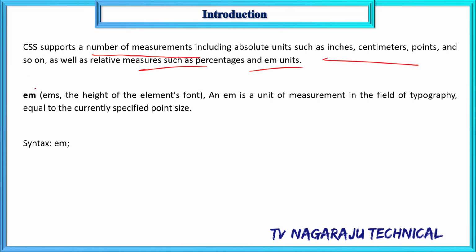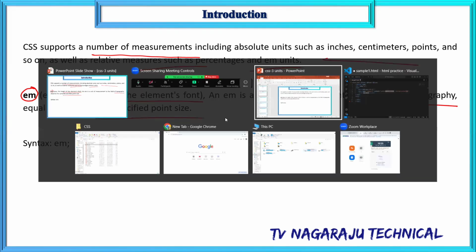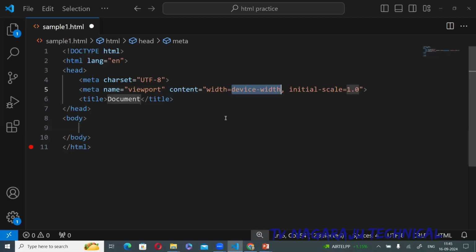The first type of measurement is EM. Simply, it specifies the height of the element's font. Generally, it is used in typography. It is equal to font size. Now, I will take one example and explain the differences among different measurements.